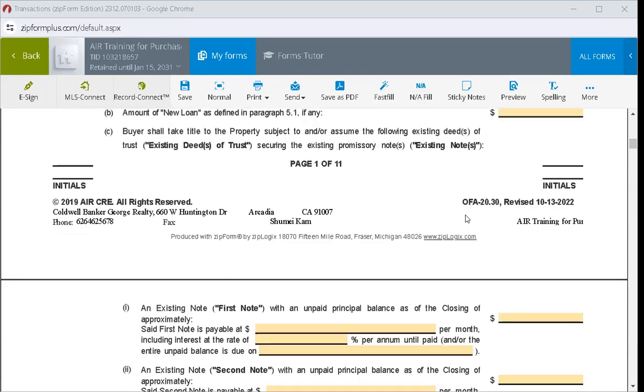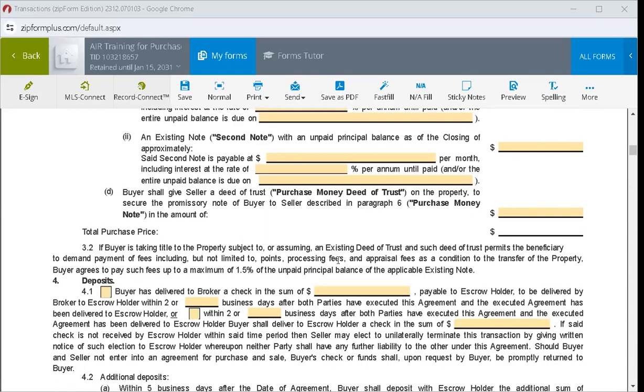3.1. Let's see. The 1.5% fee. There is a fee on a maximum of 1.5 of the unpaid principal balance of the applicable existing note. So the way I'm interpreting it, whatever the balance is on that existing note, there could be a 1.5% fee. So I wanted to point that out to you because if you're helping somebody and they're assuming, make sure you understand the fees associated and all of the assumption costs, because that is embedded in this contract.